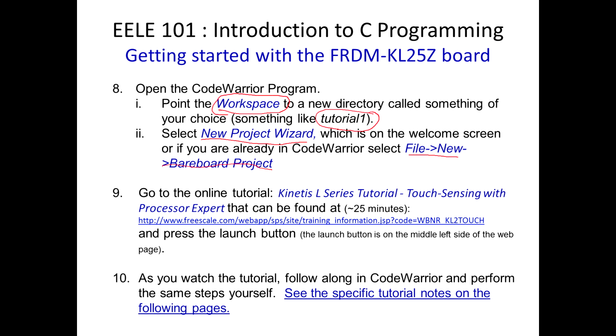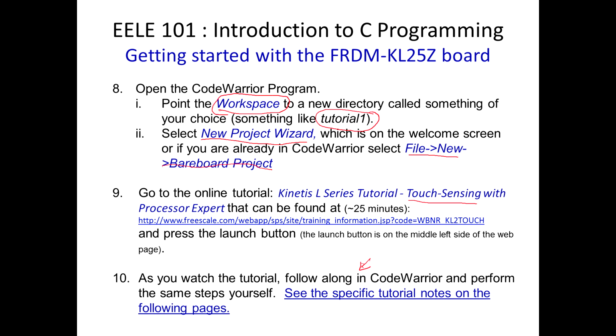To do that, there is a tutorial supplied by Freescale, which shows you how to use the touch sensor on the edge of the board. Go to the page here, press that launch button, which is a little blue button on the left side of the web page, and watch the tutorial. What you should do is pause it and actually do the same steps that the person in the training video is doing. Follow along, and you'll see what's happening there. Do the same types of things in CodeWarrior that the person in the video is doing.